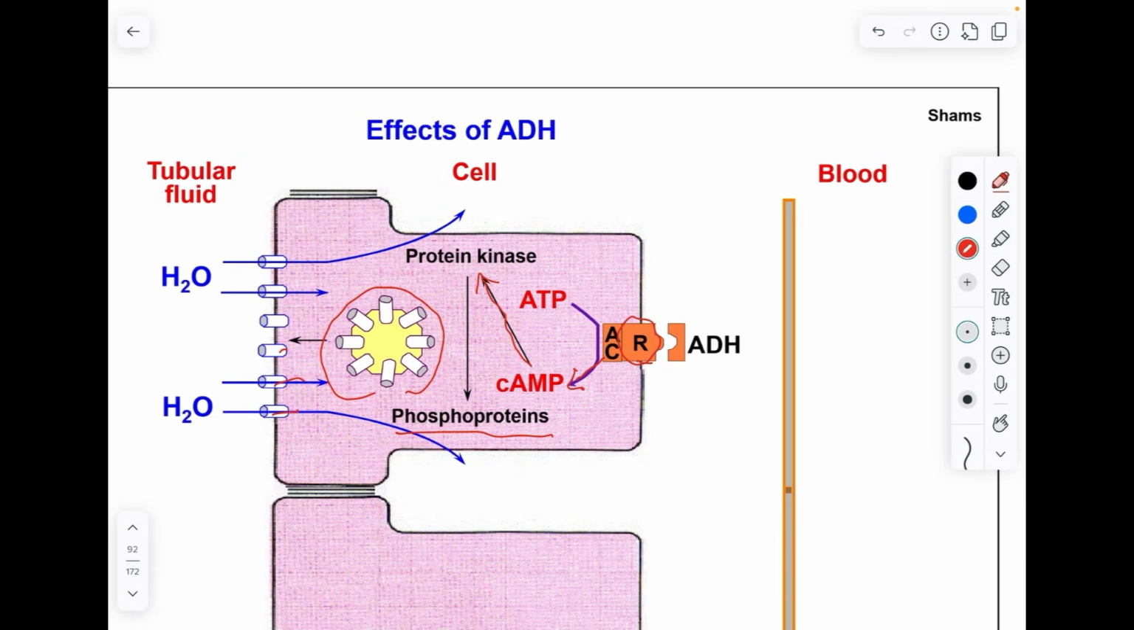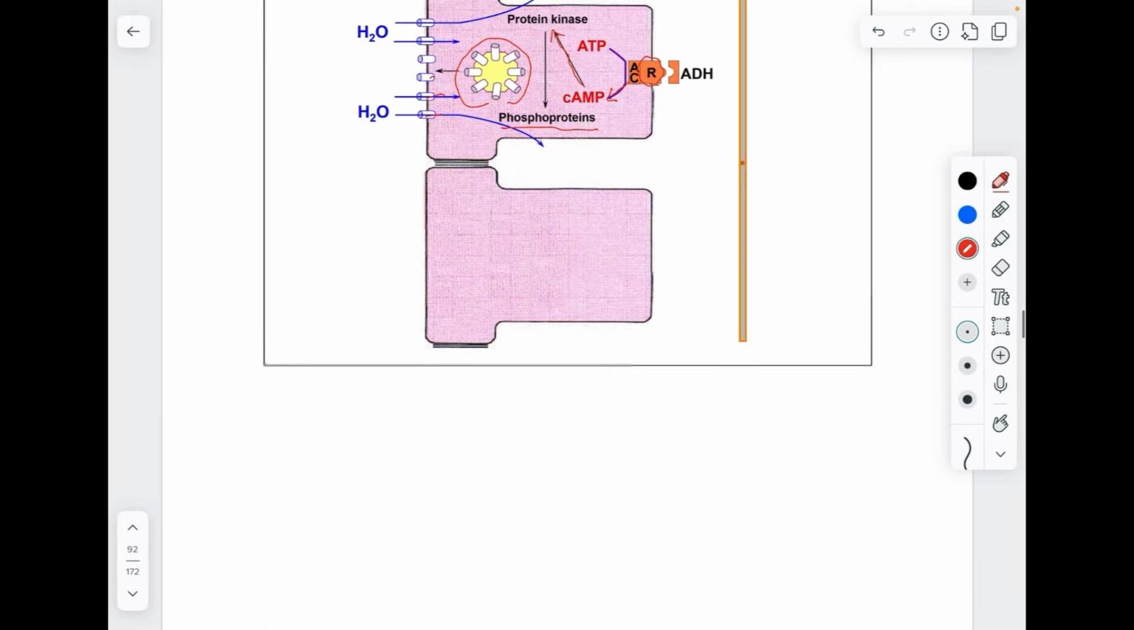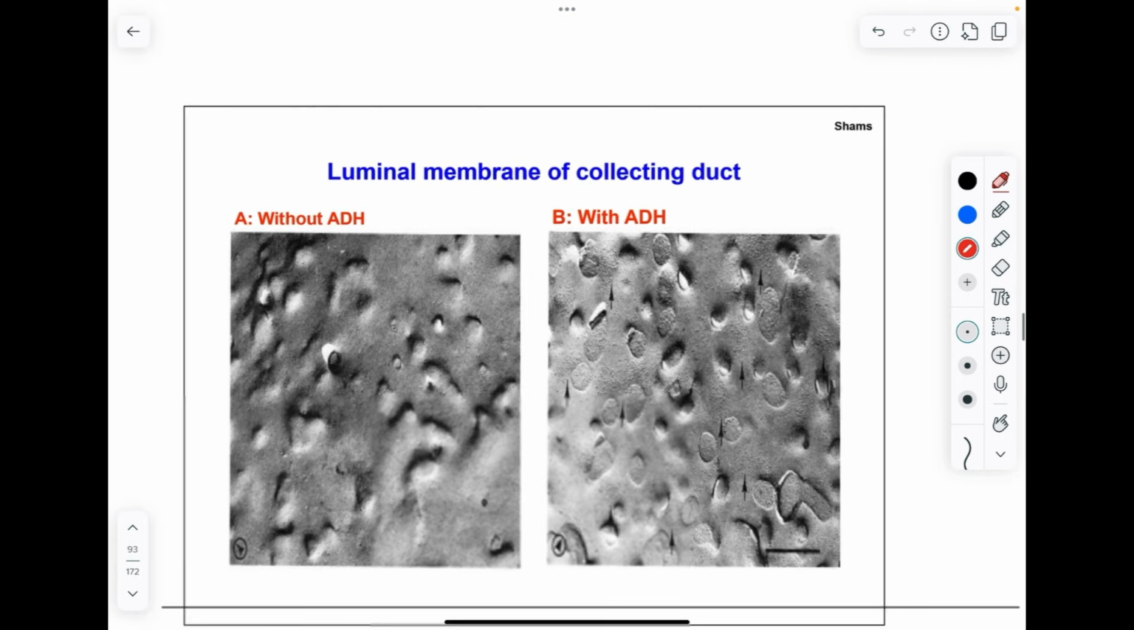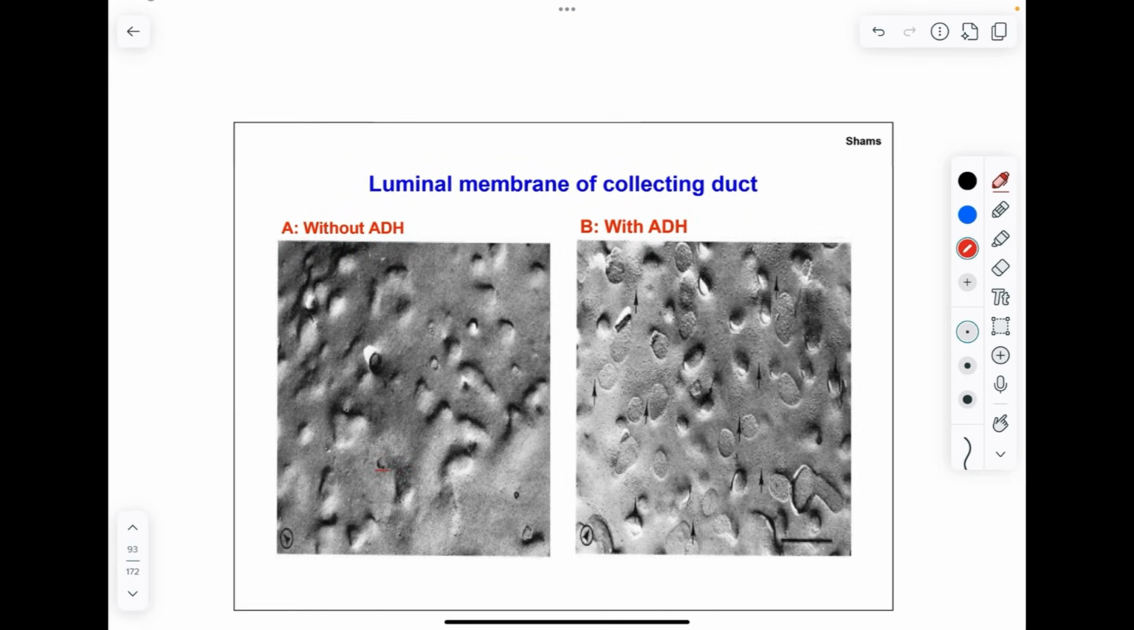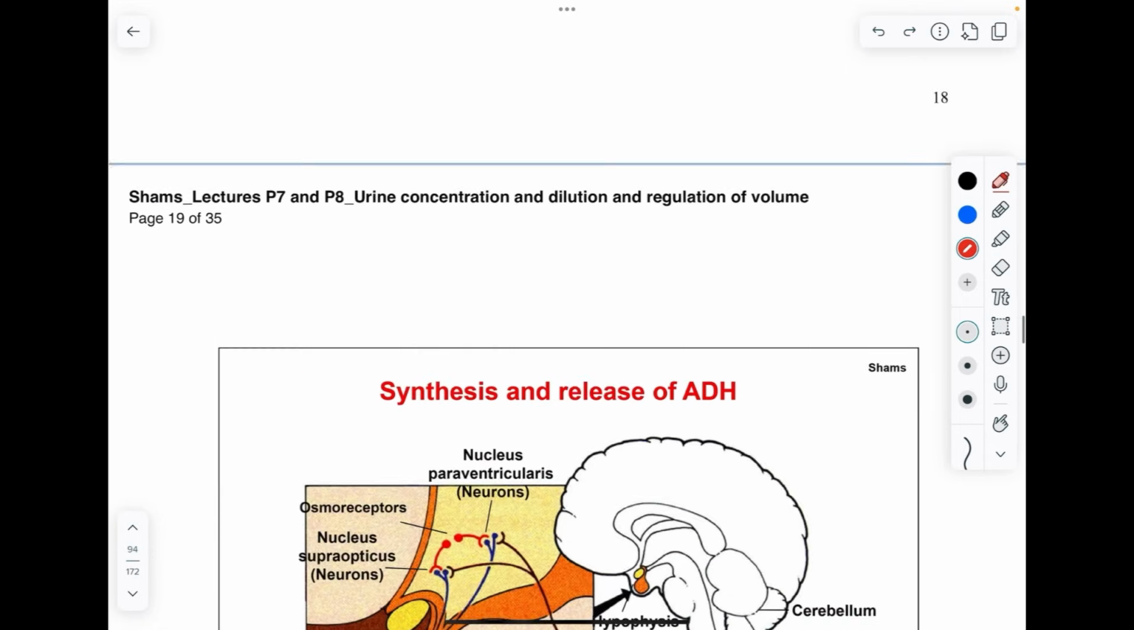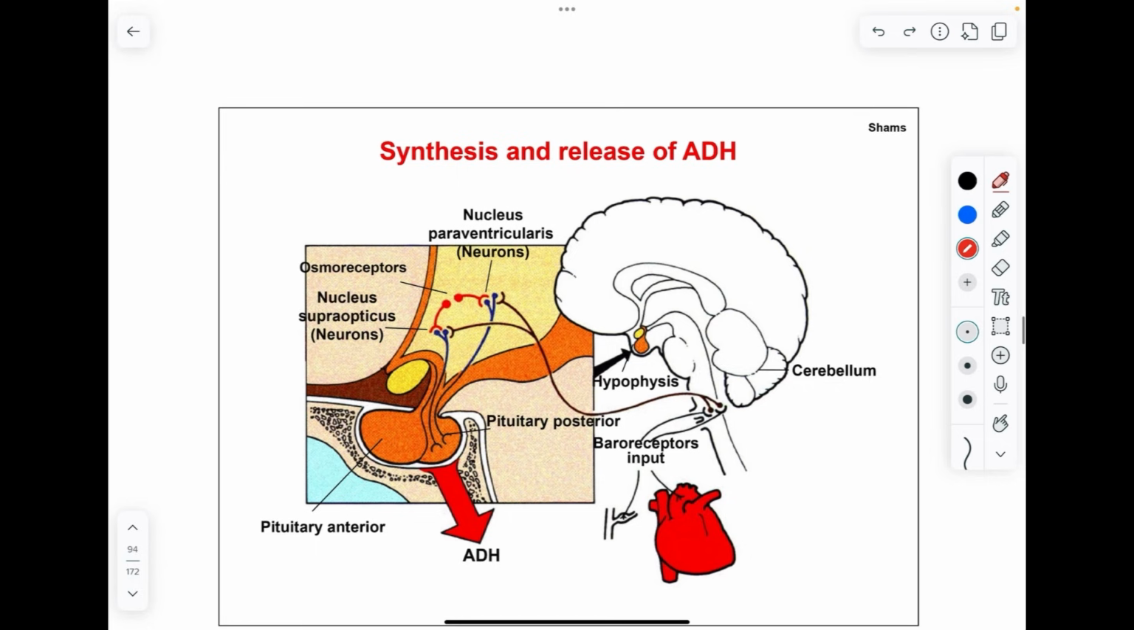So the difference between ADH and aldosterone is that aldosterone makes the nucleus and the ribosomes and all of that make new channels for sodium. But ADH just phosphorylates the already existing channels and puts them into the membrane. Hope that makes sense. And as you can see, without ADH, it's very closed. And here, you see all of these pores. That's because of ADH.